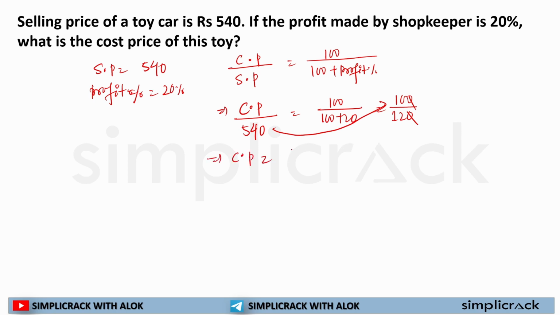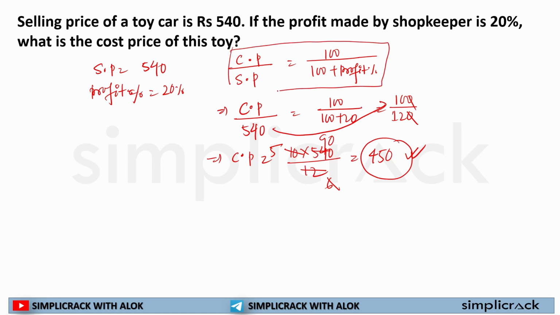So cost price is 10 multiplied by 540 divided by 12. And if I solve it, 2 5s are 10, 2 6s are 12, 6 9s are 54. So it will be 90. 5 multiplied by 90 is equal to 450. So this is my cost price. See how easily we solved it. If you remember this formula, you will be easily able to solve such questions. You just need to remember the formula and understand why this formula is happening.